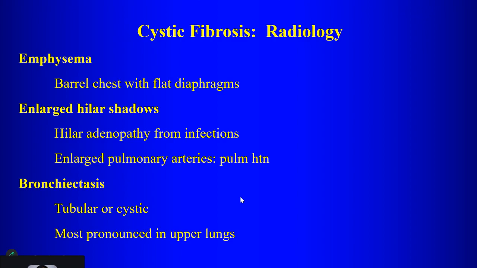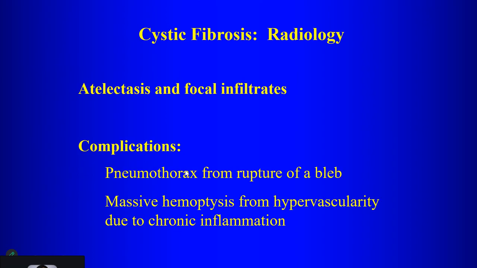So with cystic fibrosis, you'll have increased lung volumes because of air trapping. You can have enlarged hilar shadows because of adenopathy if it's related to infections. In later stage, you can develop pulmonary hypertension. That can give you big pulmonary arteries. And then bronchiectasis, predominantly upper lung distribution. And you can also have mucoid impaction.